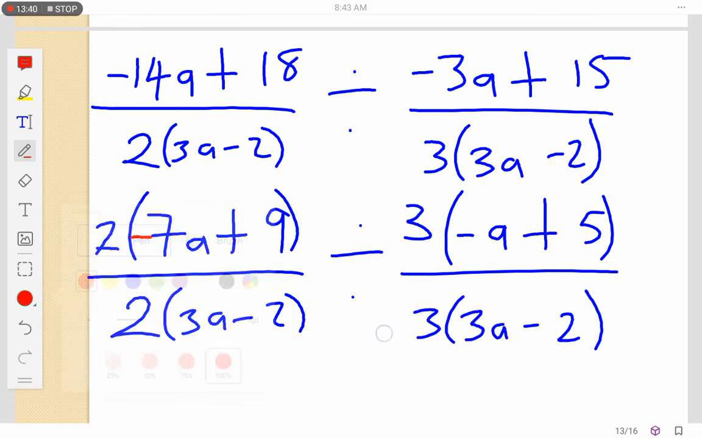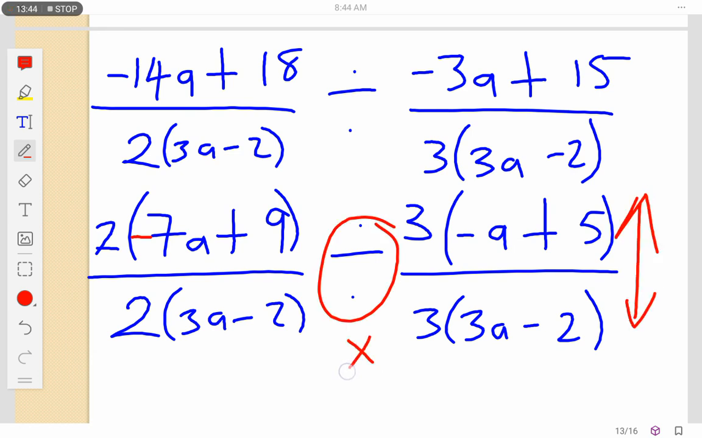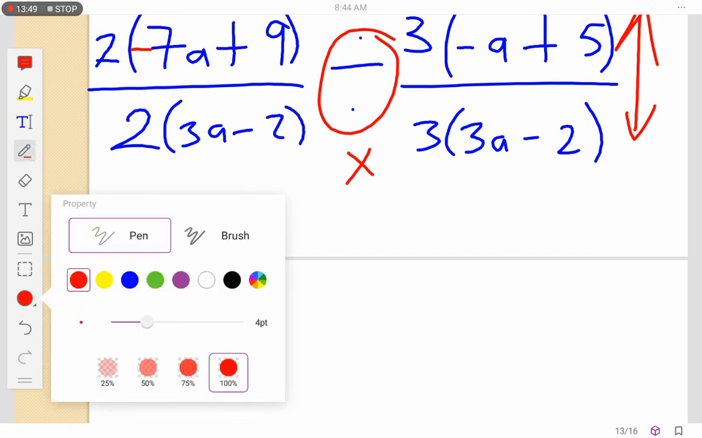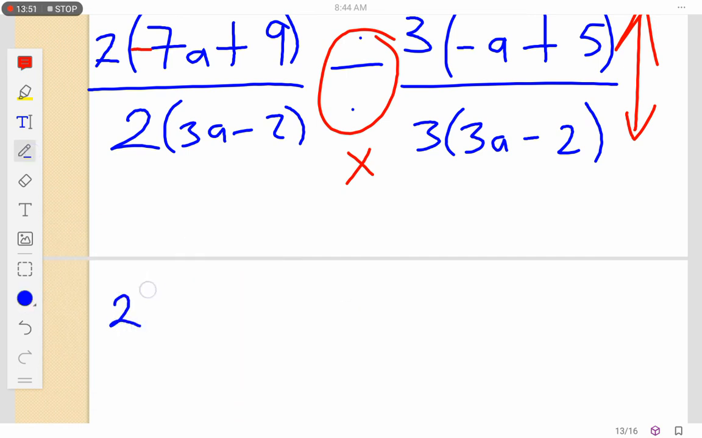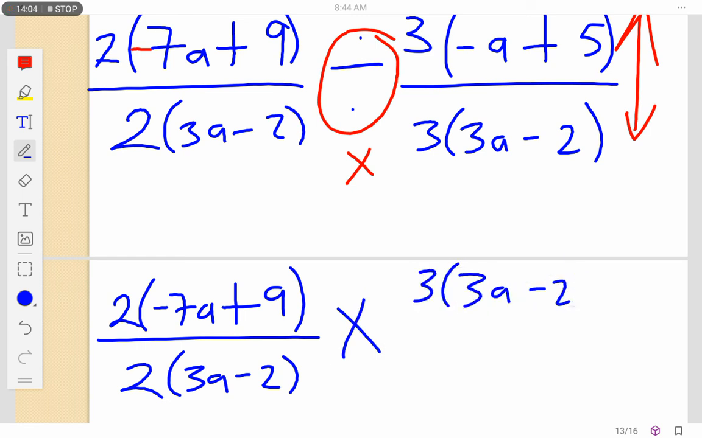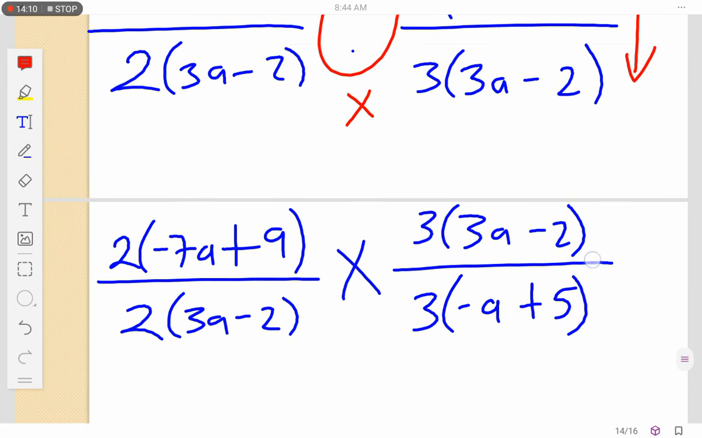It's now simple. We can now interchange these two and invert and have our multiplication sign here. Okay, let's do that. What we now have is 2 by minus 7a plus 9 over 2 by 3a minus 2, times 3 by 3a minus 2 all over 3 by minus a plus 5. Okay, like that. I can now divide.